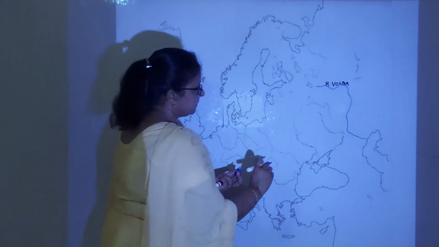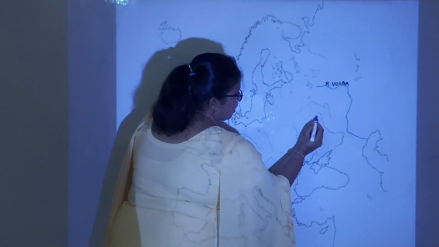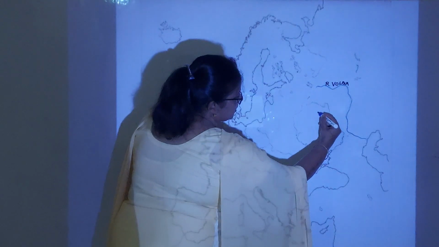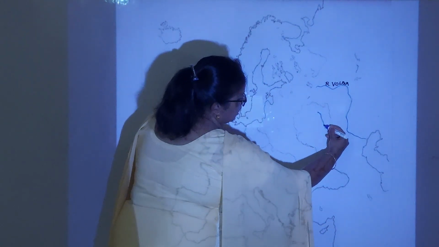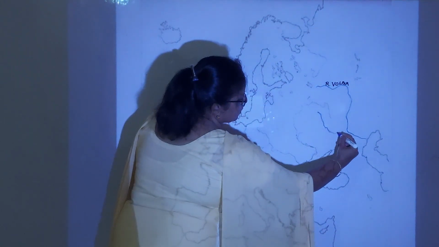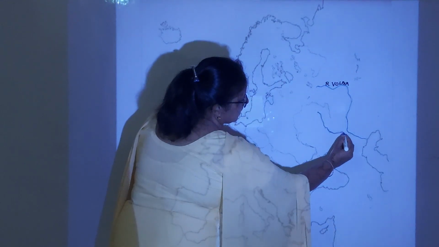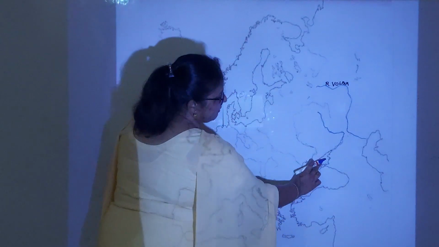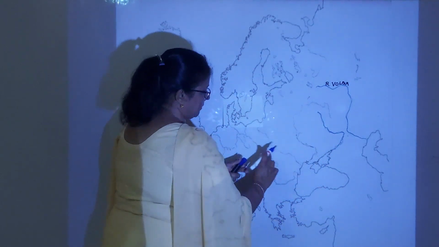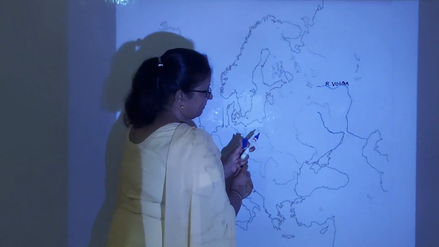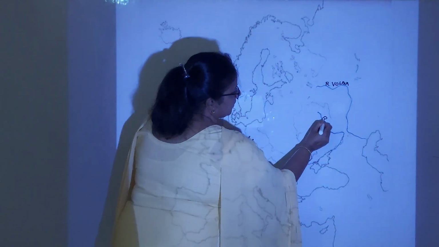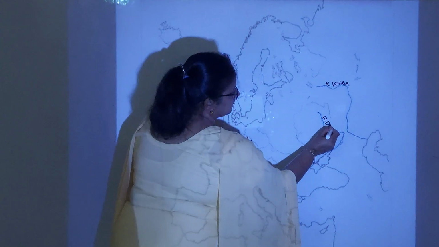Next we have the river Don. This also starts from the north, moves towards the south, and falls into the Sea of Azov. This is the Sea of Azov. After marking, you will be writing river Don.